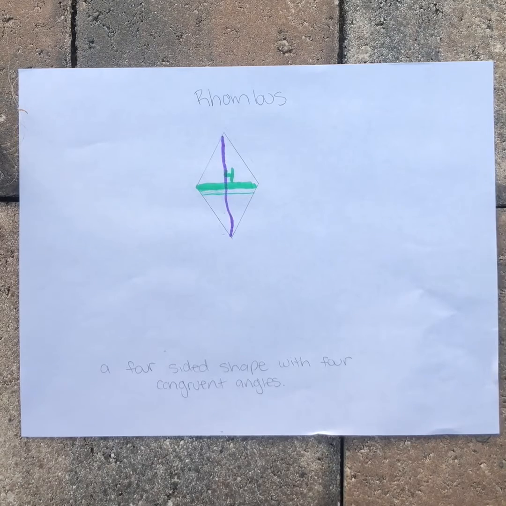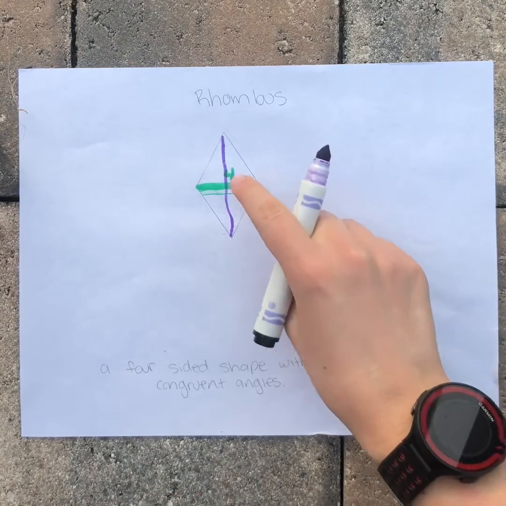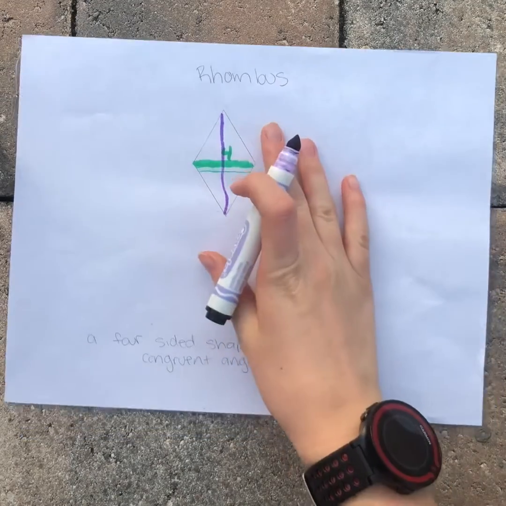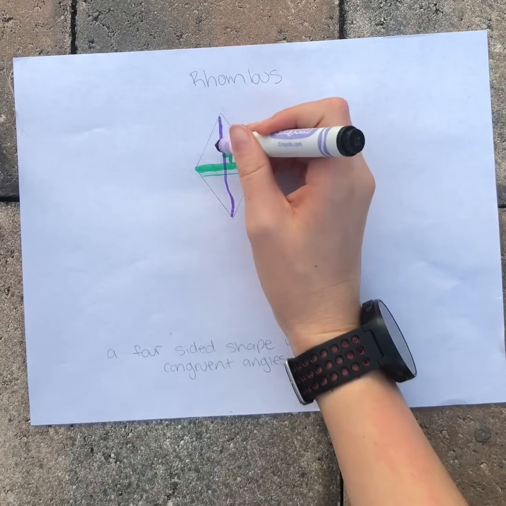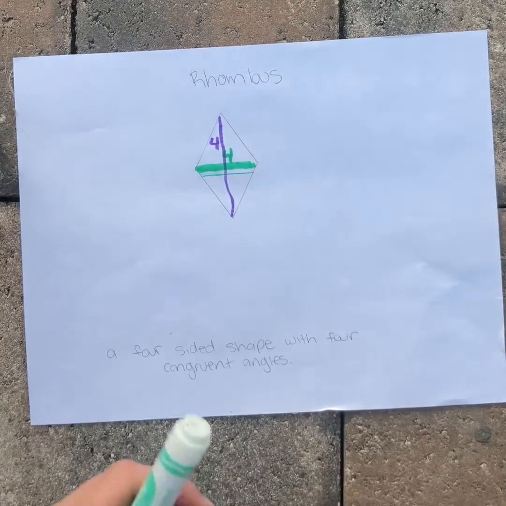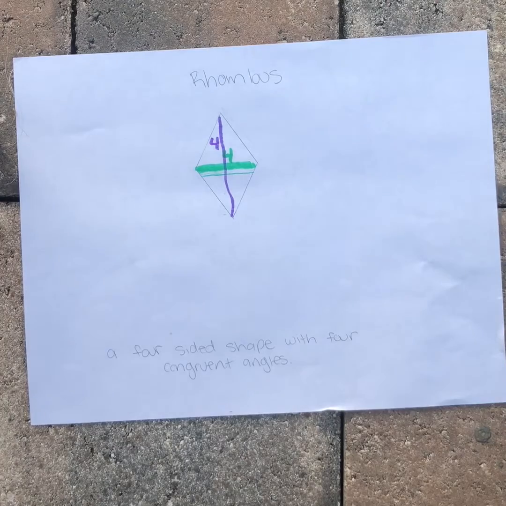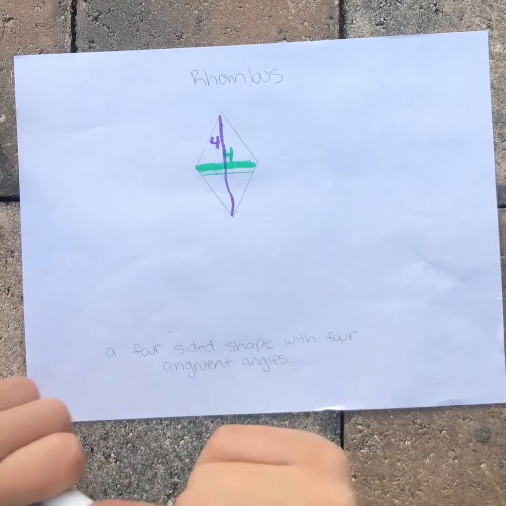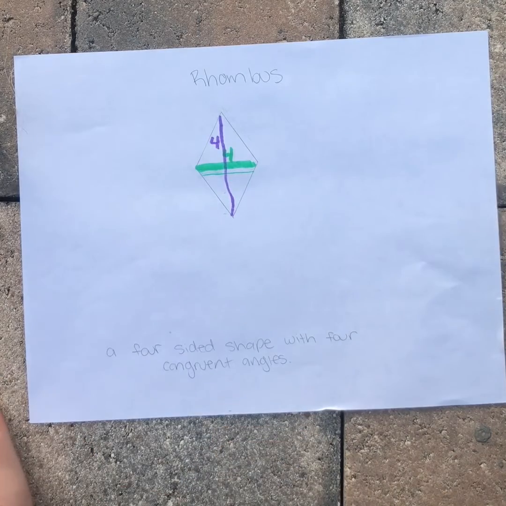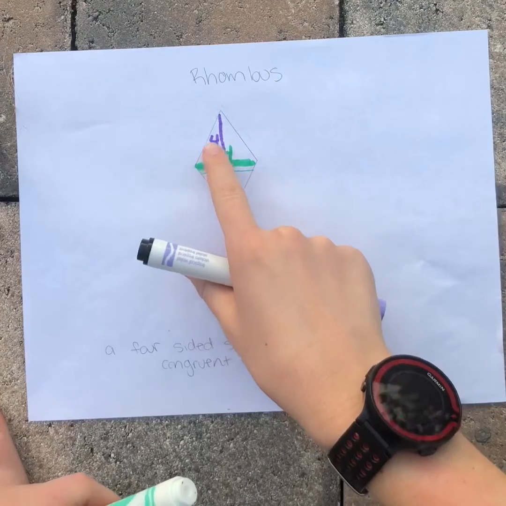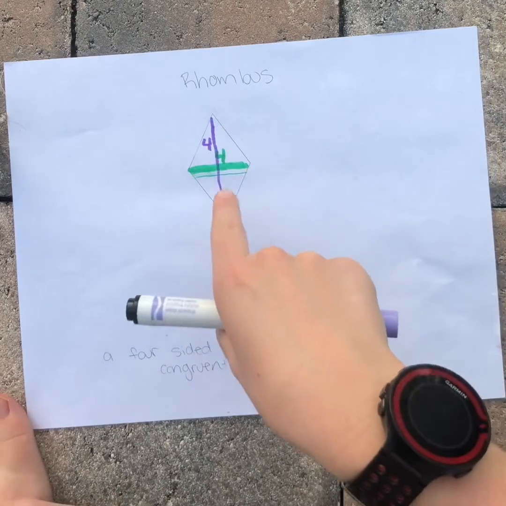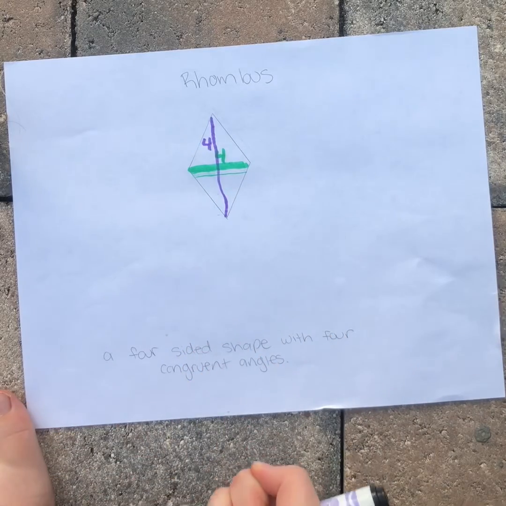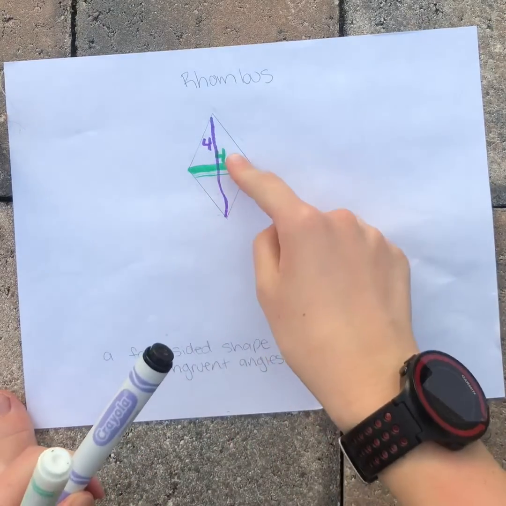And let's say the height on one side right here is 4. Okay, let's just say it's 4. We could do one of two things. We could find the area of one triangle and times it by 4 because we know that they're all the same. Or we could move this one over here.